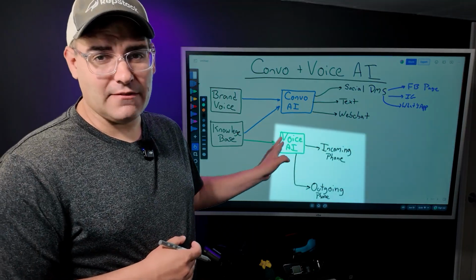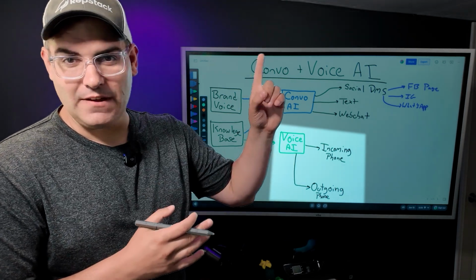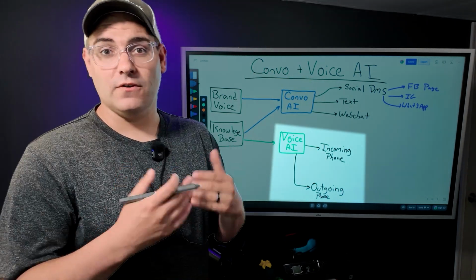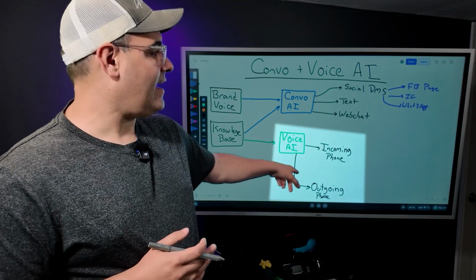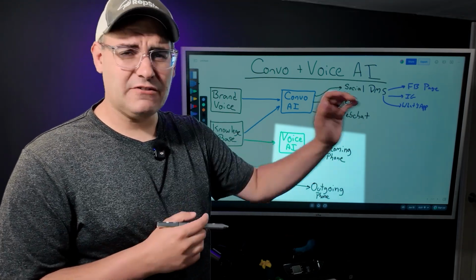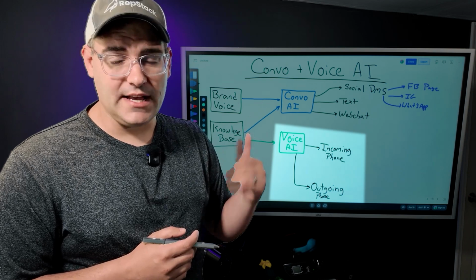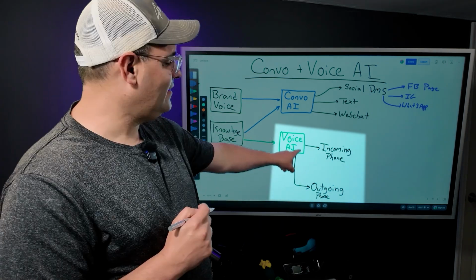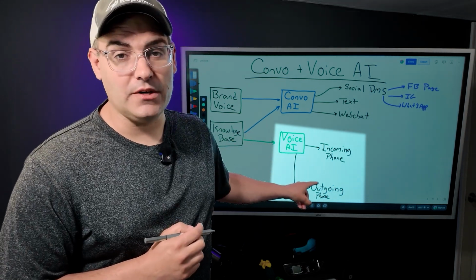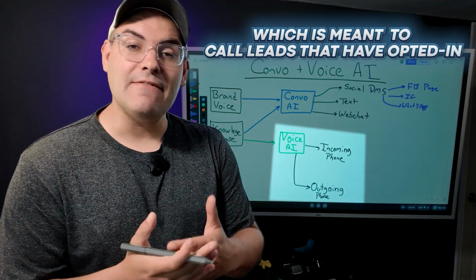Now, voice AI we're going to cover last, although not in great detail. I actually have a video up top here. I'll put a card up here for a voice AI video I've done. Basically, voice AI has the incoming phone, which is active now. If somebody calls your business, voice AI will pick up the phone if a human does not. And then they're coming out actually with outgoing voice AI, which is meant to call leads that have opted in.